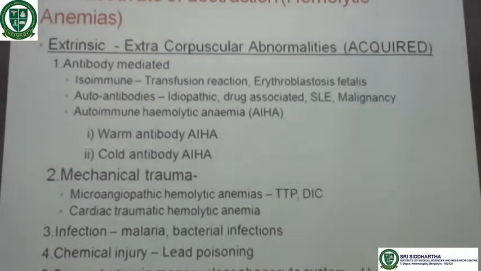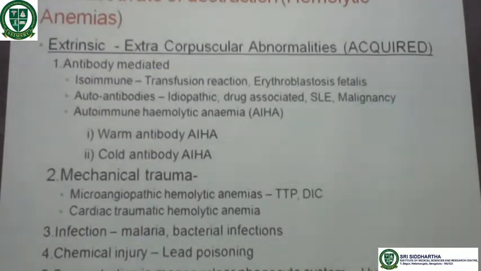Autoantibodies: our own body produces antibodies against the RBCs. The most common are idiopathic and drug associated. One condition is SLE, systemic lupus erythematosus, and there are a lot of malignancies. Then one more is autoimmune hemolytic anemia. You know hemolytic anemia. What is autoimmune? Our own immunity produces antibodies against our own cells.